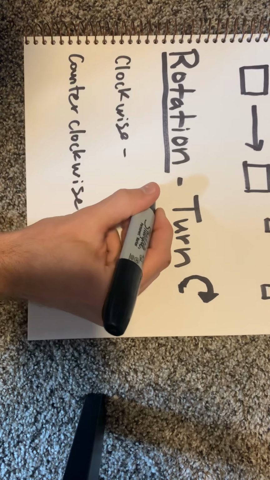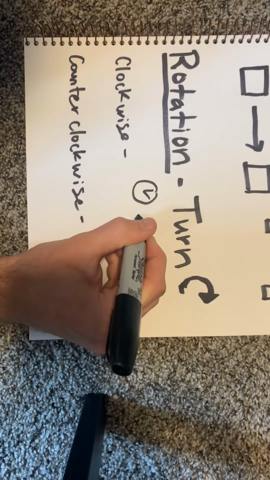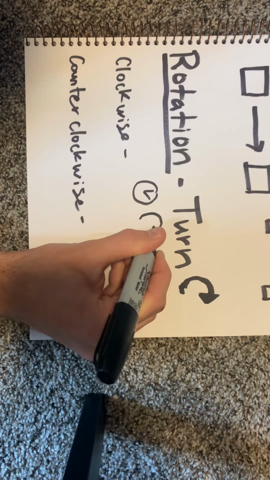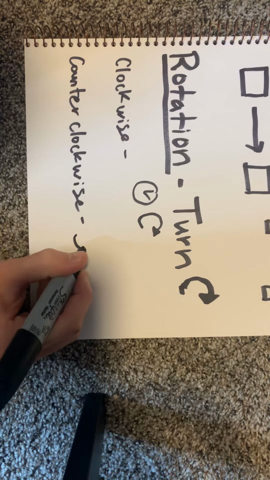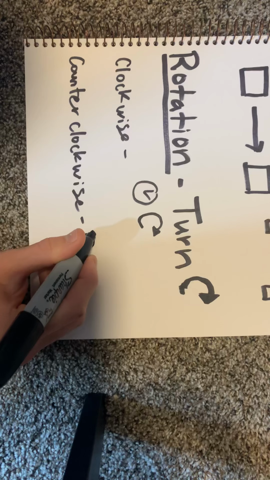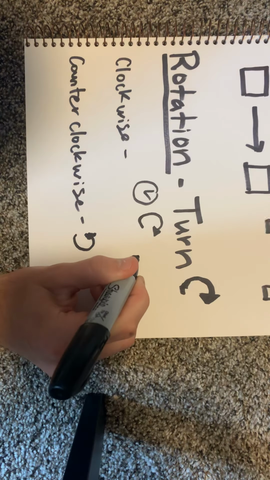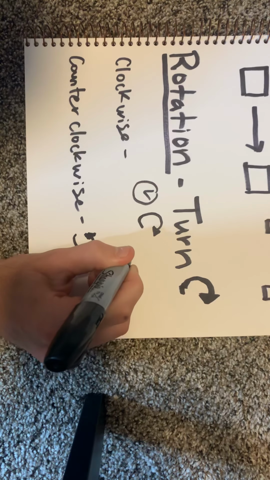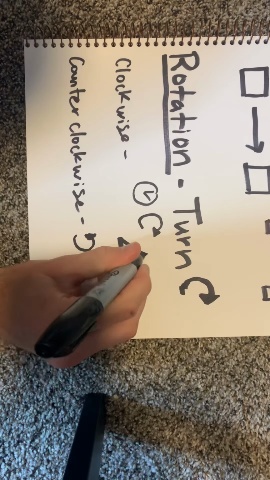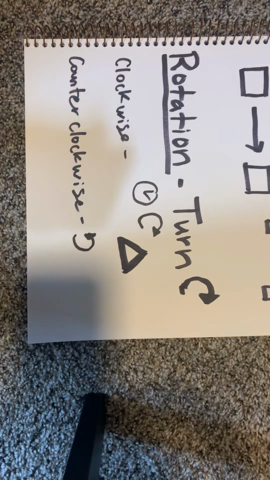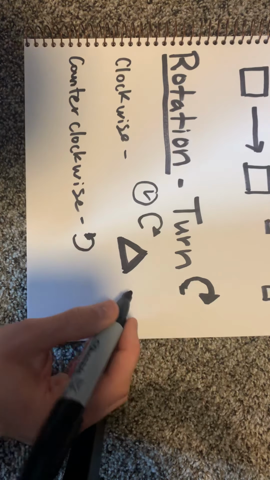So clockwise means we're going to go the same direction as a clock would. So here's my hands on the clock, and they rotate this way. And you can maybe guess, rotating counterclockwise is going to go the opposite way of a clock. So they're going to turn that way. So let's do a triangle. If I have this triangle and I want to rotate it clockwise, that means it is going to turn this way.